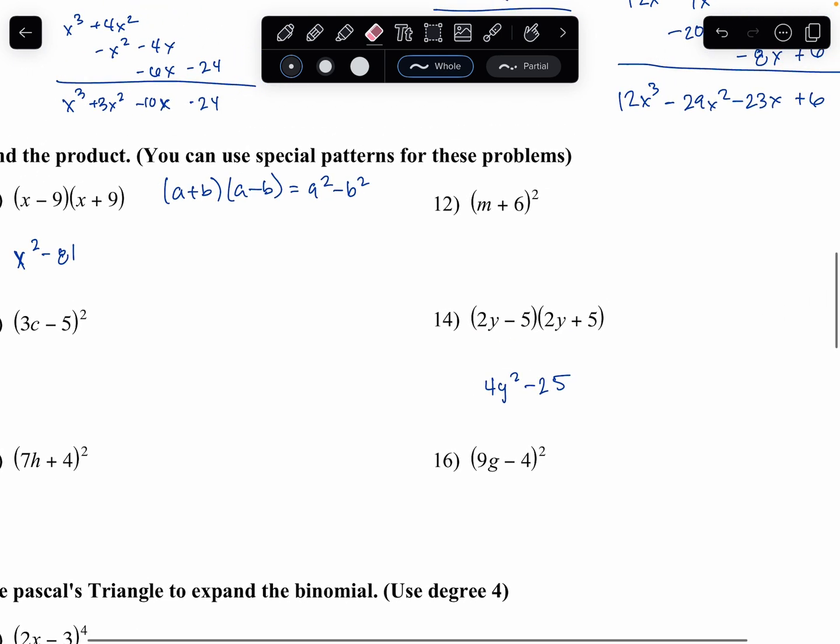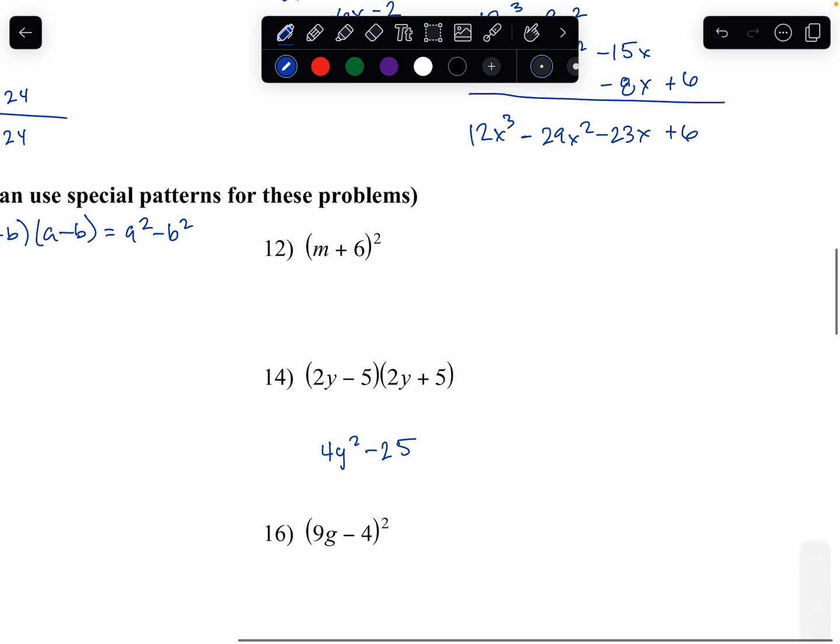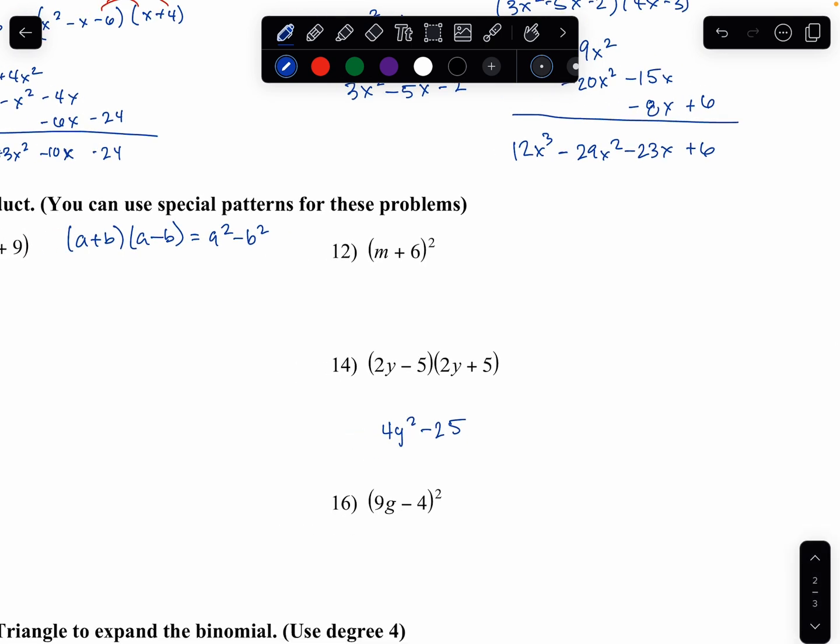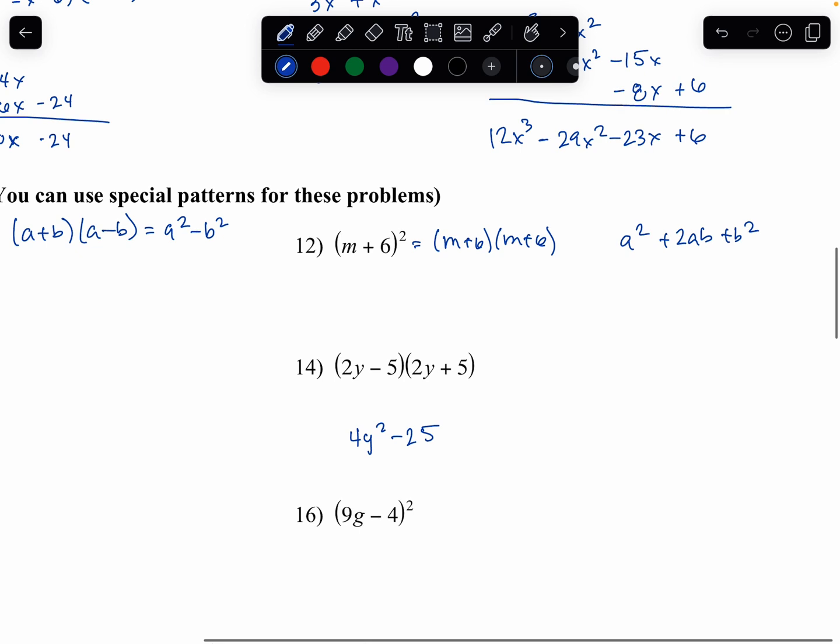Okay, and then for the next one right here, this was m plus 6 squared. That's the same thing as m plus 6 times m plus 6. And this has a pattern that if I multiply it out, it's a squared plus 2ab plus b squared. So what I mean by that is, let me do the shortcut first. So when I multiply this out right here, we're going to get m squared.